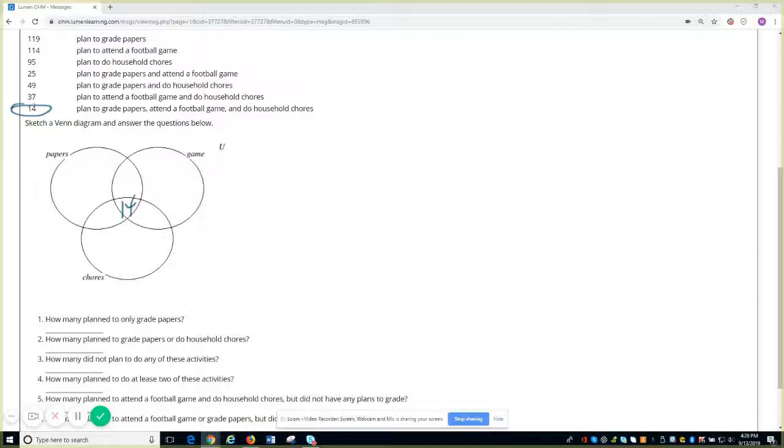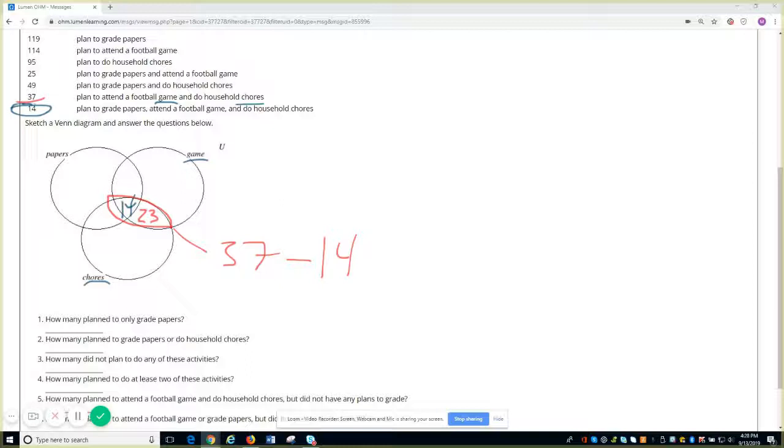All right. So then we're told that 37 people said that they were going to attend the game and do the chores. Now we're looking at the game and the chores circle. And so what that 37 means is that the total where the game and the chores overlap, the total number of people there, is 37. But we already know that out of those 37, 14 are also grading papers. That leaves us with just 23 who are just playing the game and doing chores. And I found that number by subtracting 14 from 37.